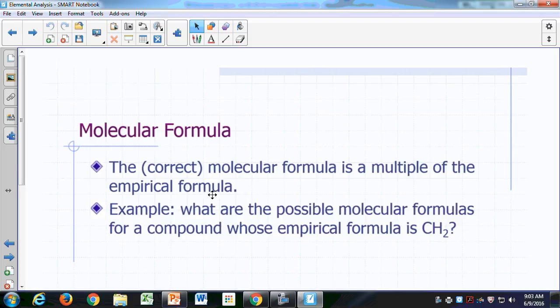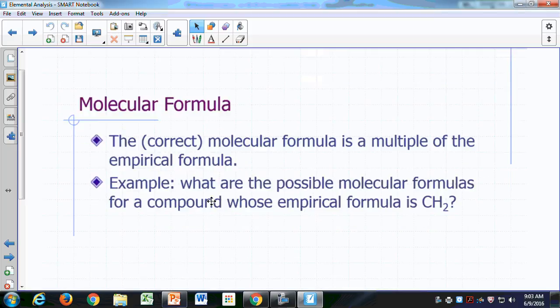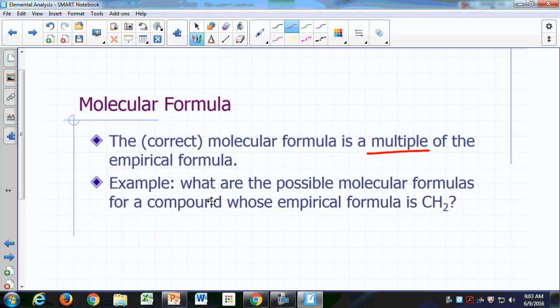Ultimately, the reason we want to determine the empirical formula of a compound is that we want to know what the correct molecular formula is. Once you've determined the empirical formula, you're halfway to determining the correct molecular formula, because the molecular formula is just a multiple of the empirical formula.